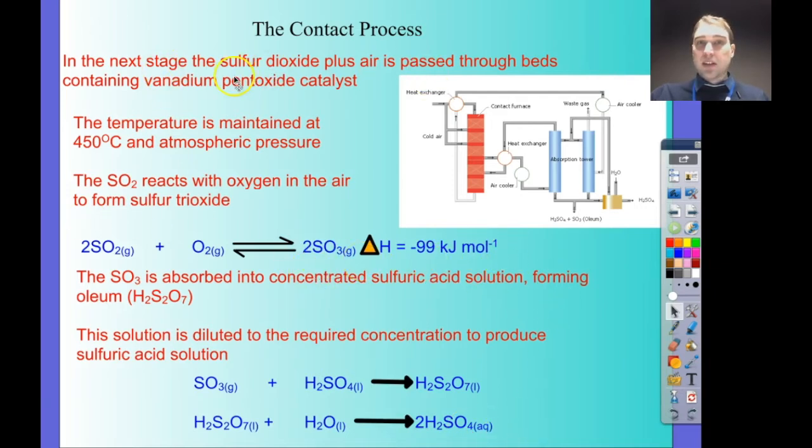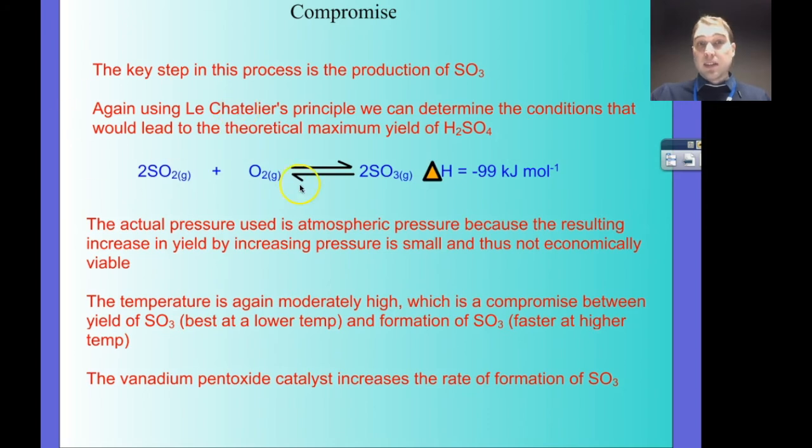Another interesting thing is that this reaction is catalyzed by the use of a vanadium pentoxide catalyst. It's very important to remember that catalysts won't change your position of equilibrium. They won't produce more product or more reactants, but what they'll do is you'll get to your equilibrium position faster. So they get you to the equilibrium position faster, but they don't affect the concentration of reactants or products at equilibrium.